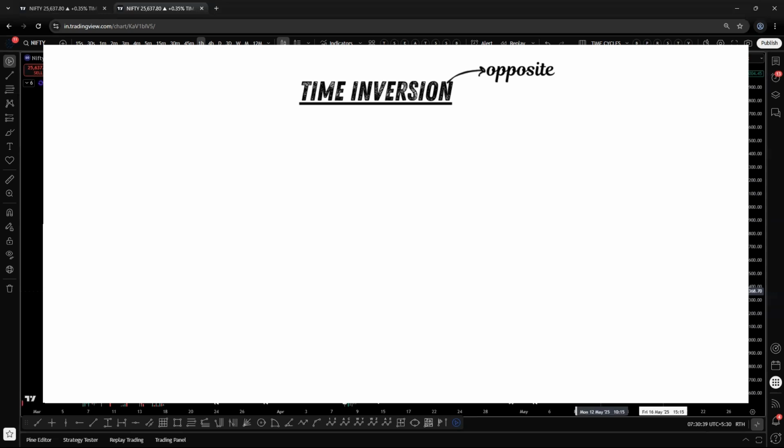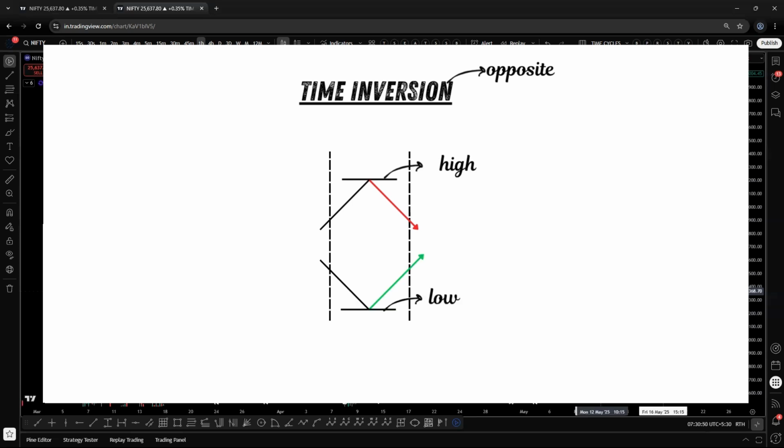So take this example. If you have one time zone and you're expecting a high to be made in this time zone, your expectation is that there is going to be a high in this time zone. What the market does is the exact opposite. Instead of a high, the market makes a low here. So what has happened? The exact opposite has happened. Inversion has happened. The time zone does not change. The time zone is still the same. This is the meaning of time inversion.